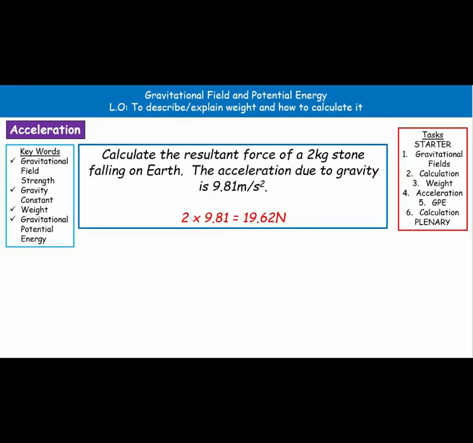So all we need to do in this one is remember that our resultant force is mass times acceleration due to gravity. So substitute those in: 2 times 9.81, which gives us an answer of 19.62 newtons. Again, tick it if you got it right, folks.